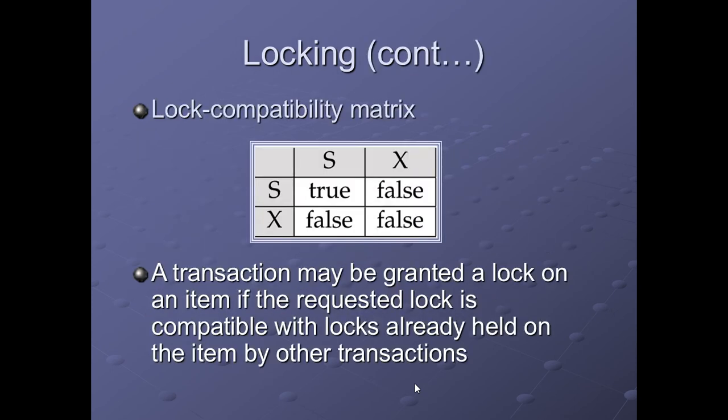Then the lock compatibility matrix. So we've got true, false. So S is given access, X is not given access, then X is false, false. Then a transaction may be granted a lock on an item if the requested lock is compatible with locks already held on the item by other transactions.